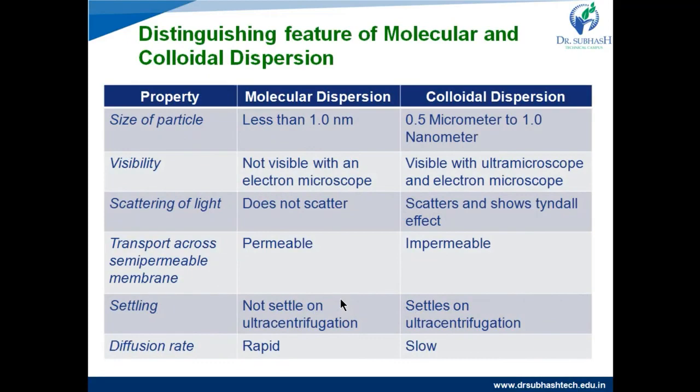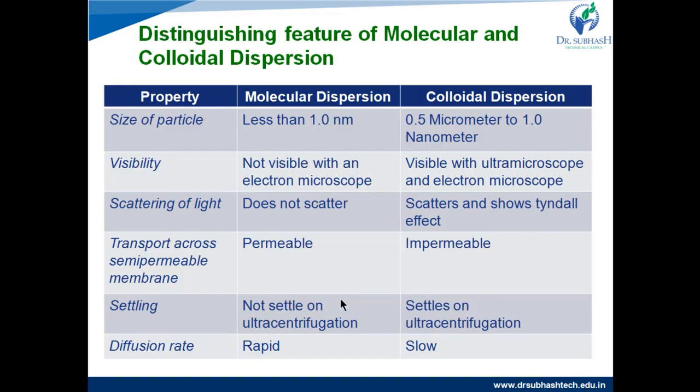Then the distinguishing features of molecular and colloidal dispersion. On the basis of some properties, we can distinguish molecular dispersion and colloidal dispersion. First one, size of the particle. Molecular dispersion has a size of less than 1 nanometer, whereas colloidal dispersion has a size between 1 nanometer and 0.5 micrometer.